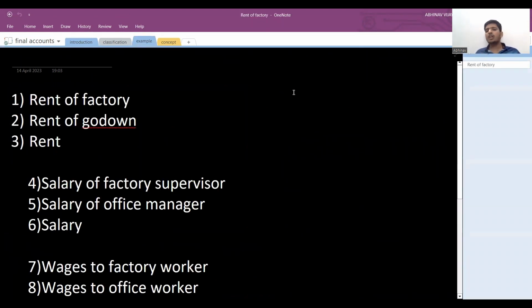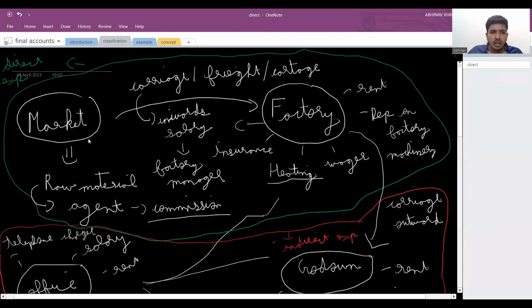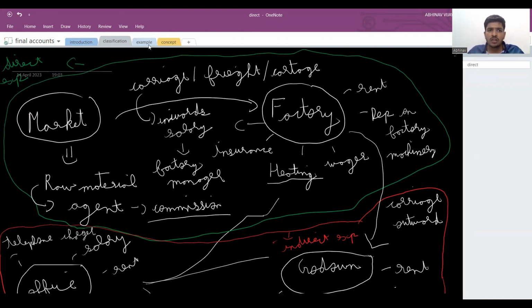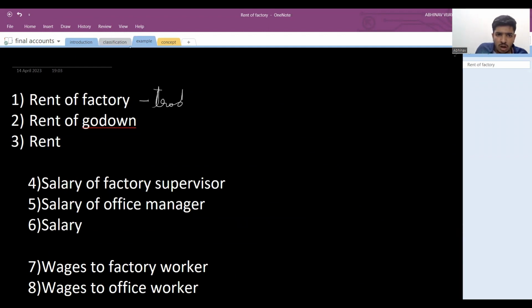Now, rent of a factory. Where does the rent of a factory come? Again, go to the diagram. From market to factory, it comes in the factory. So rent of a factory takes place in the factory. So rent of a factory is a direct expense and it's a normal direct expense. So it comes in your trading account.